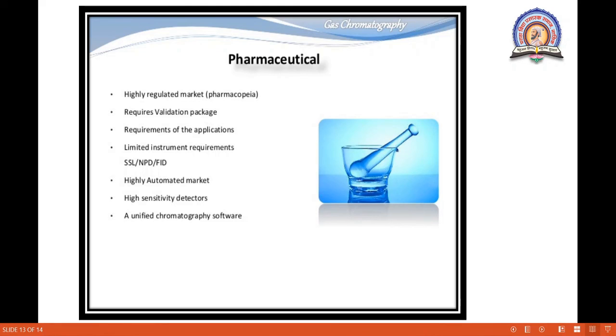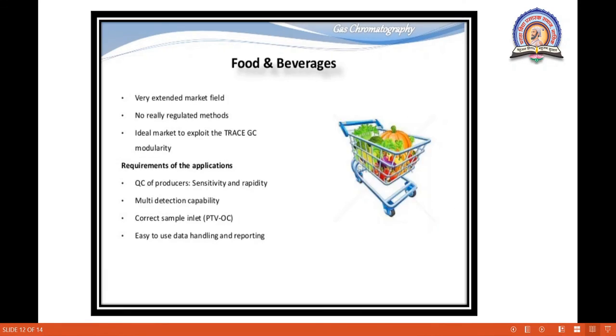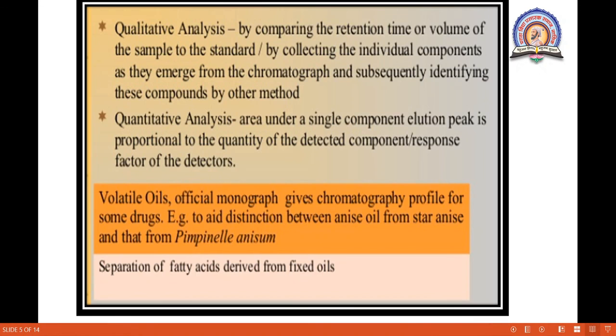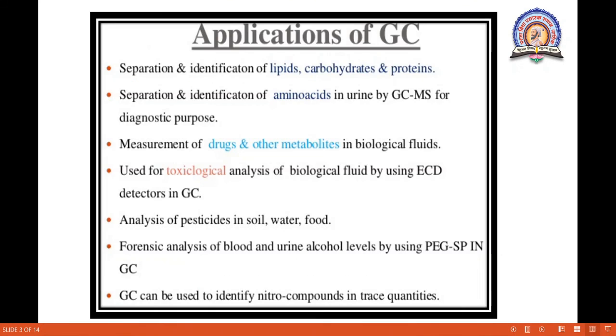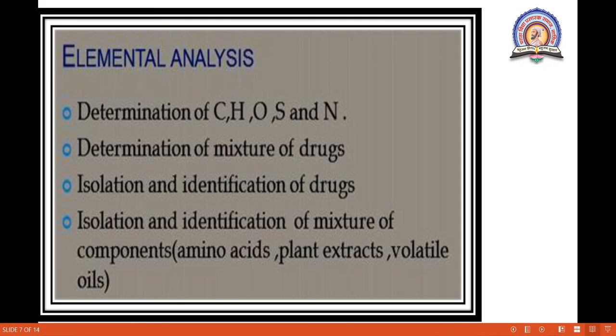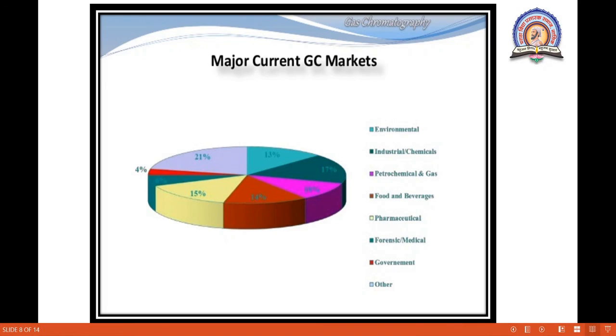Students, you have to remember the applications of GC, then this slide. You have to remember the applications, and this is the current market for GC. You have to remember all the points for the applications of gas chromatography.